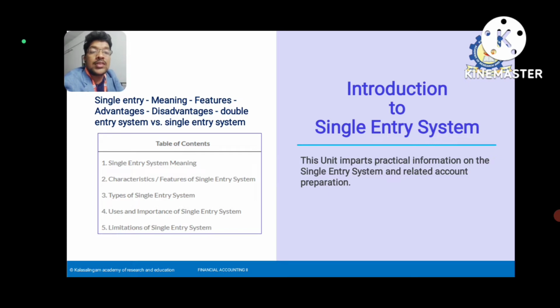This entire unit imparts practical information on the single entry system as related to account preparation, because first we need to clear our theory: what the single entry system is, how important it is, and what its pros and cons are. We need to know. So let's discuss one by one.